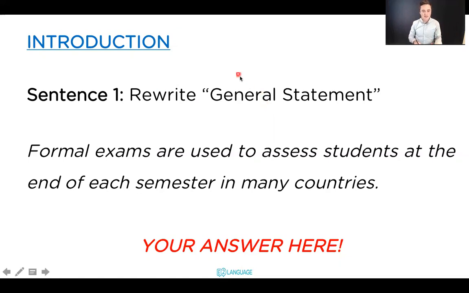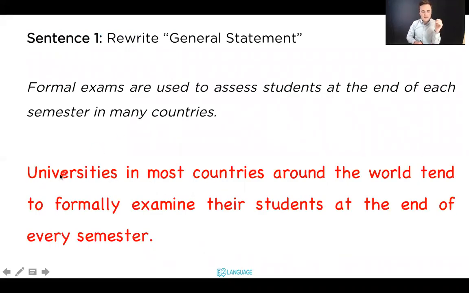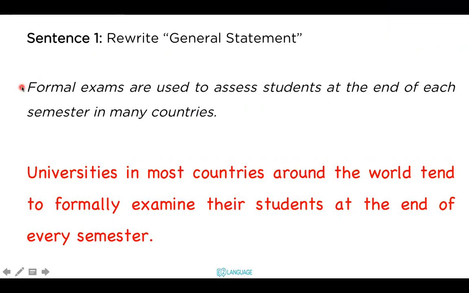Let me show you what I've done. This is my sentence here. So this is how I rewrote it. Let's read the general statement again. It says, formal exams are used to assess students at the end of each semester. So we've got formal exams, we've got assessment, we've got students, we've got end of the semester, and we have many countries. So I wrote this.